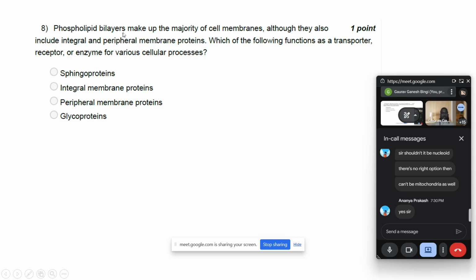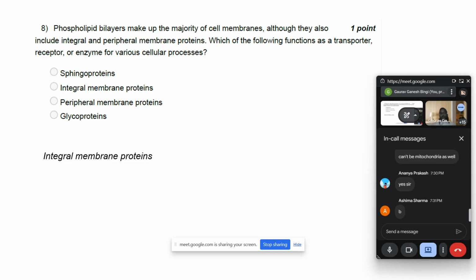The eighth question: phospholipid bilayer makes up the majority of the cell membrane, as we just saw in terms of gram positive and gram negative. Although they also include integral and peripheral membrane proteins, which of the following functions as transporter, receptor or enzyme for various cellular processes? The integral one, the peripheral one, or some other proteins. Ashima says B. Yes, the answer is integral membrane proteins.